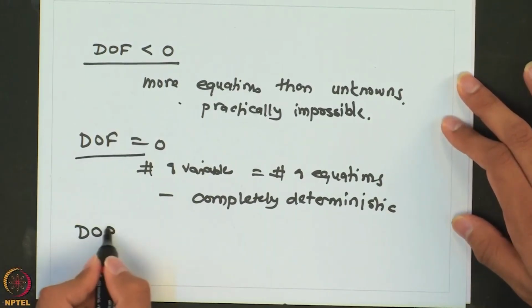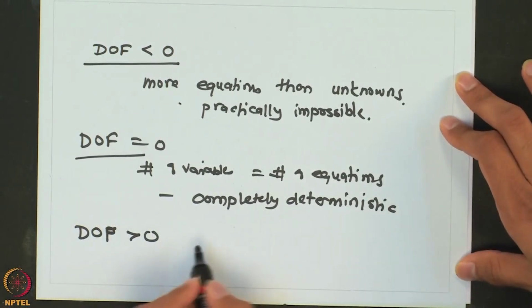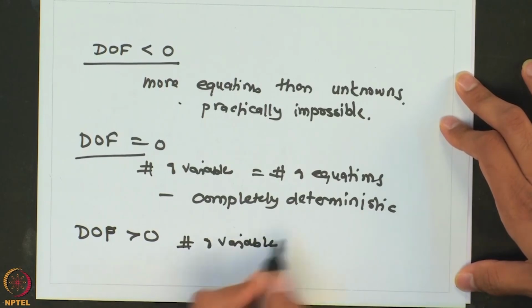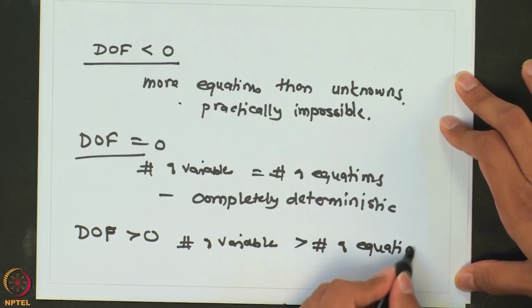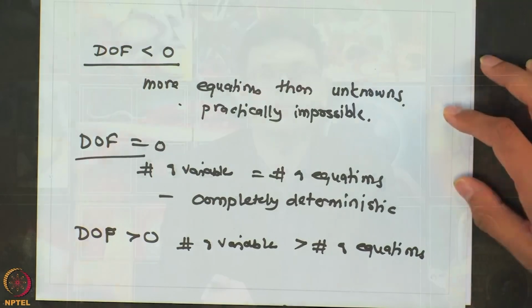And then lastly, the degree of freedom can take values greater than 0, which means number of variables is more than number of equations, so that some of these variables can be selected by us, and then we can finally arrive at the case where number of equations is equal to number of variables.